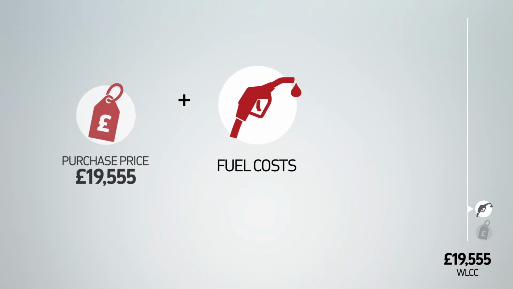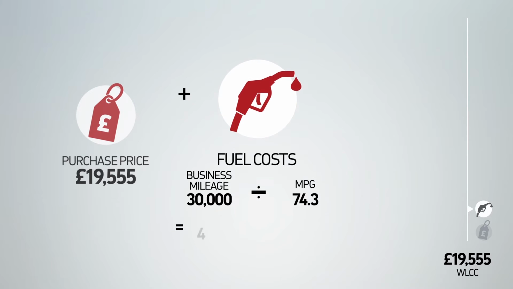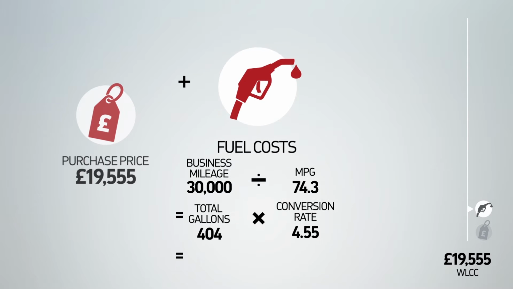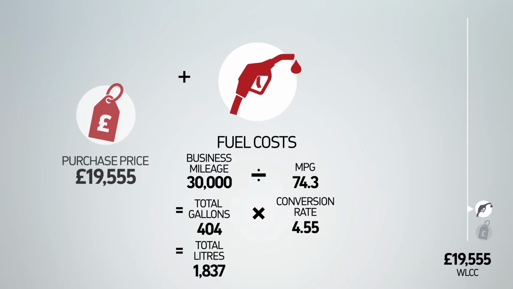This is calculated by dividing your total mileage, in this case 30,000, by the car's combined miles per gallon, which in our example is 74.3. This gives you a total of 404, which is the number of gallons of fuel used over the specified period. You then multiply the number of gallons by 4.55 to convert the total usage figure to litres. In this case, the total would be 1,837. Finally, you multiply the total litres used by your fuel price.